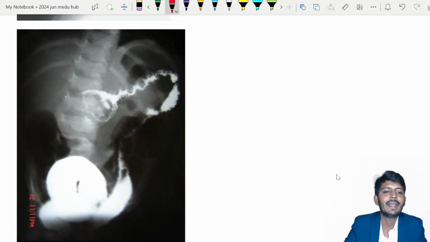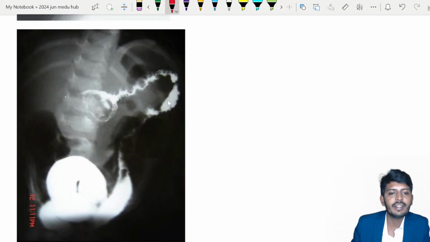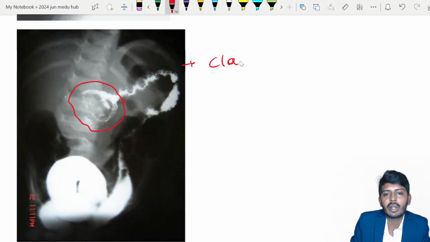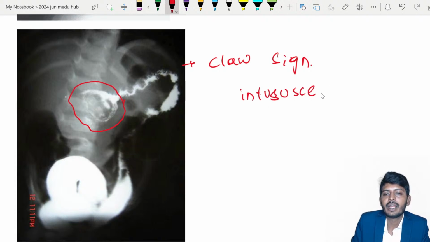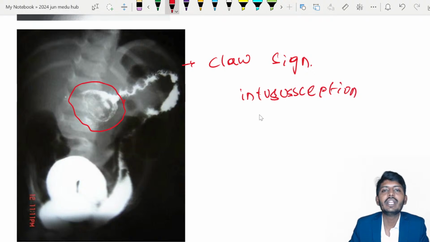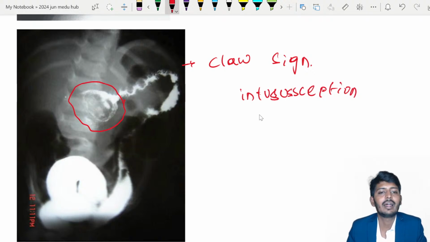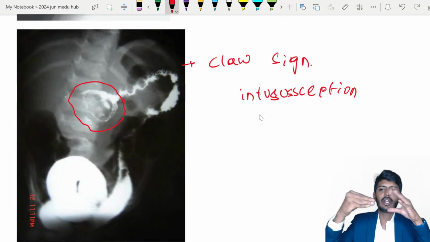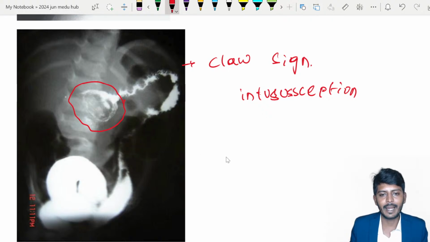Now here this is a barium enema, but if you notice here, my dear students, there is one appearance which is seen. This one is called the claw sign. Claw sign is clearly seen with something called intussusception. Okay, intussusception. So in intussusception, what will occur? One part of the intestine will go. So intestine is a pipe like this, right?